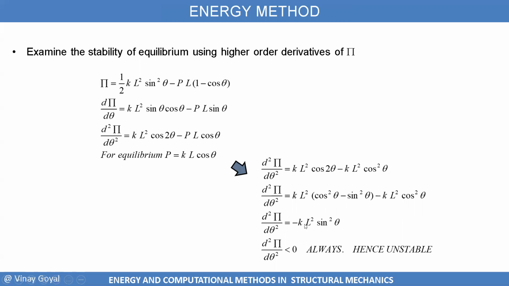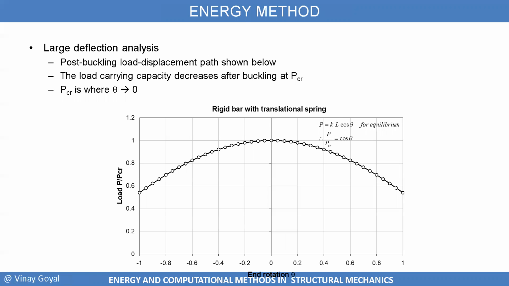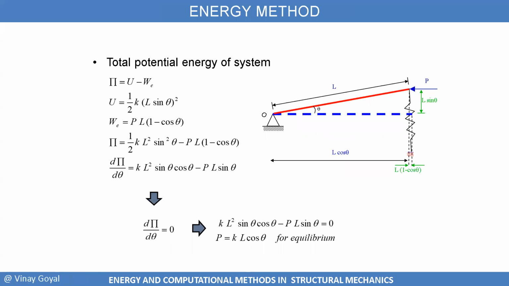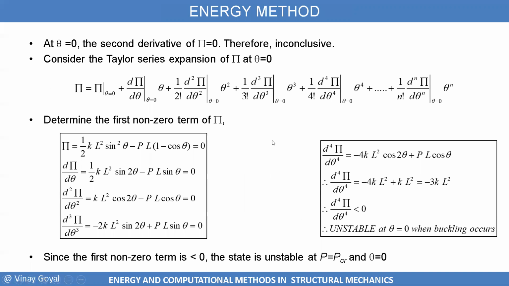Well, this is always less than 0, so it's an unstable configuration, period. I don't even have to look at the third variation, fourth variation, and so forth. However, at theta equals 0, if you recall, I can't tell what's going on at this particular point. I don't know if it's stable or unstable. As a consequence, I should examine higher order variations.